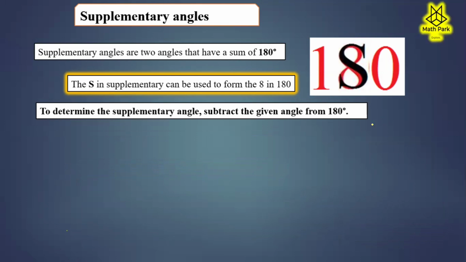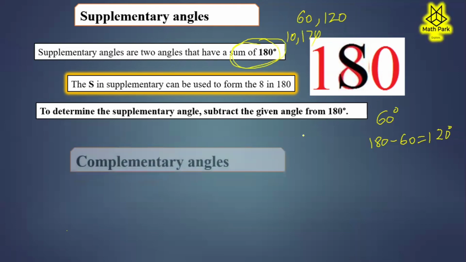Suppose you are asked to find the supplementary angle of 60 degrees. What is the supplement of 60? It is 180 minus 60, which is 120 degrees. So that is how 60 and 120 are supplements of each other. 10 and 170 are supplements of each other. So the sum of the angles has to be 180 degrees. Then we say that the angles are called supplementary angles.